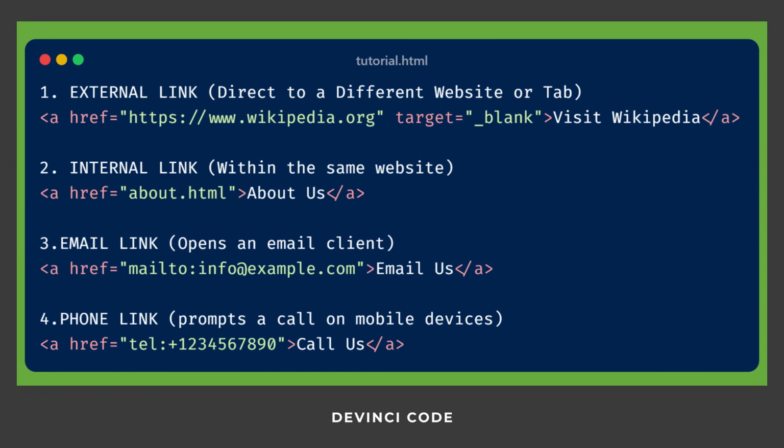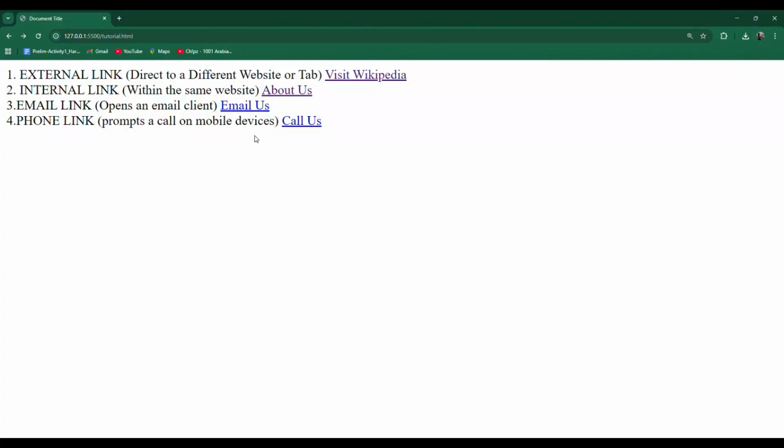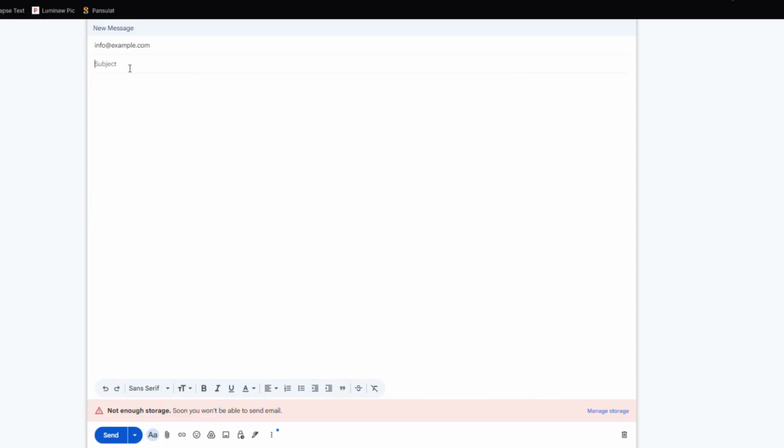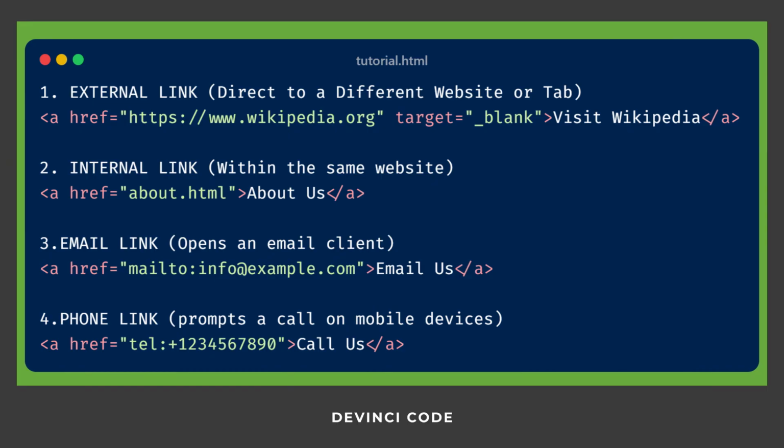The third type is an email link. This lets users quickly open their email client with a pre-filled recipient address. Clicking this opens the default email program with info@example.com already in the recipient field. Finally, there's the phone link. This is especially useful on mobile devices, as it prompts the device to call a phone number directly.